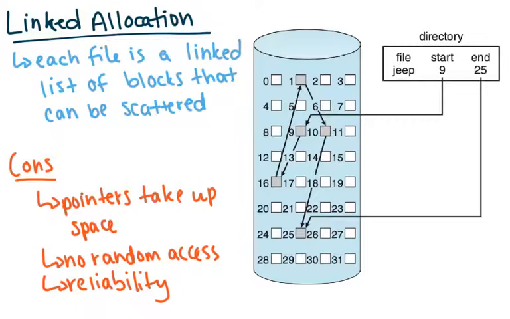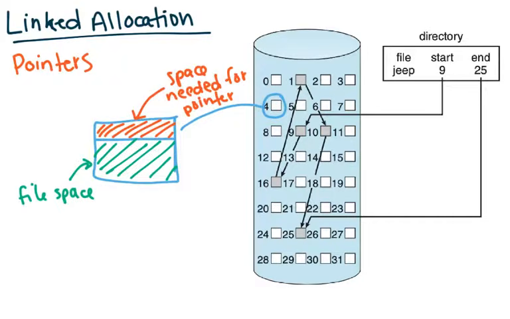Cons. So this linked allocation, it's a linked list, so it relies on pointers. Pointers take up space. There's also no random access, and because we're using a linked list, the reliability is not as great. So pointers. Why do they take up space? Because they are pointers. They take up space. So within this block, you're going to have some area that you can actually use to store your file, but then you're also going to have to save some space for pointers. So this can cause a lot of overhead and cause it to be inefficient.